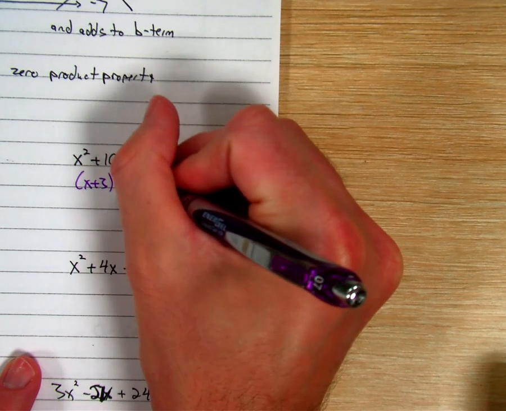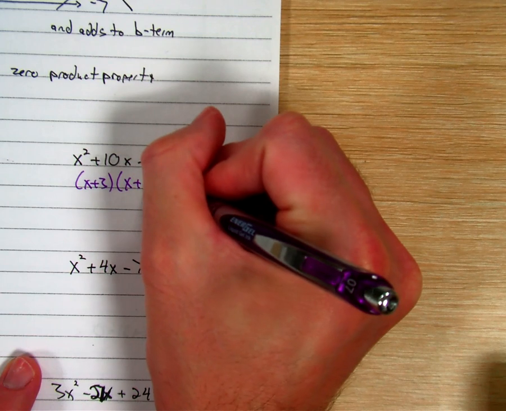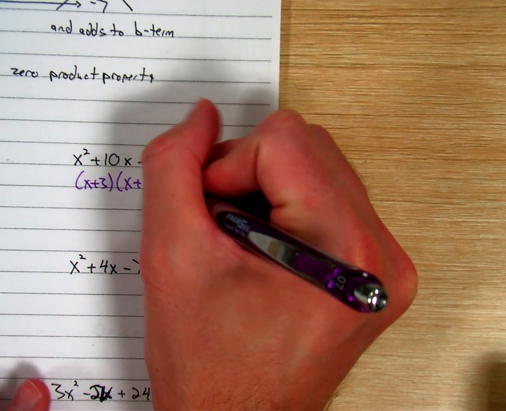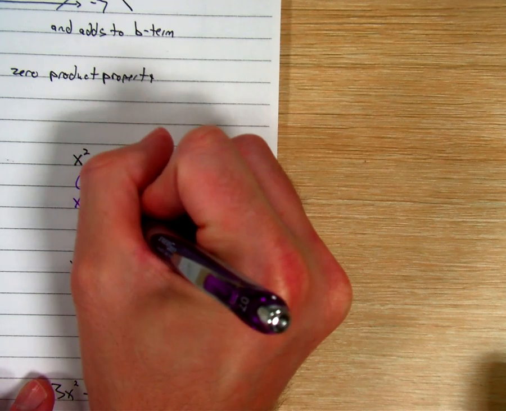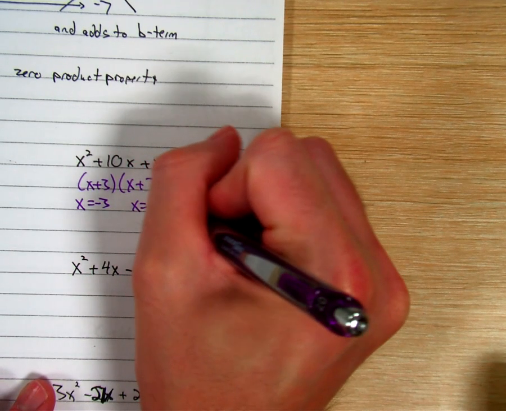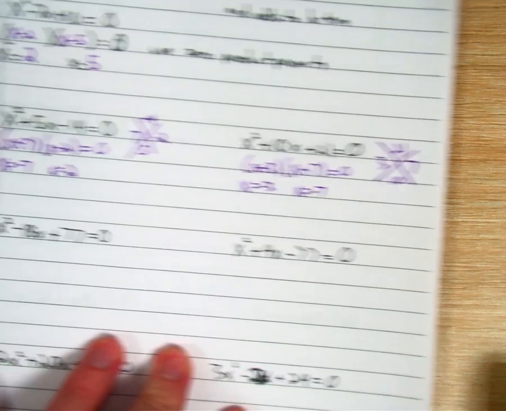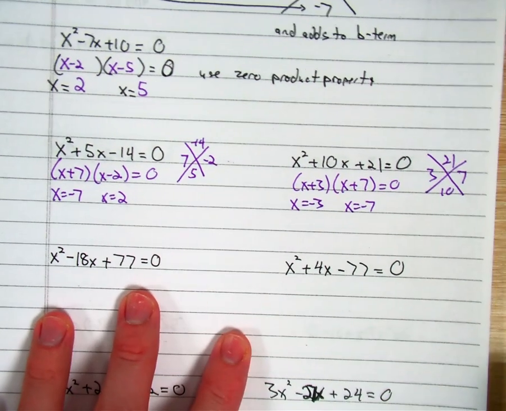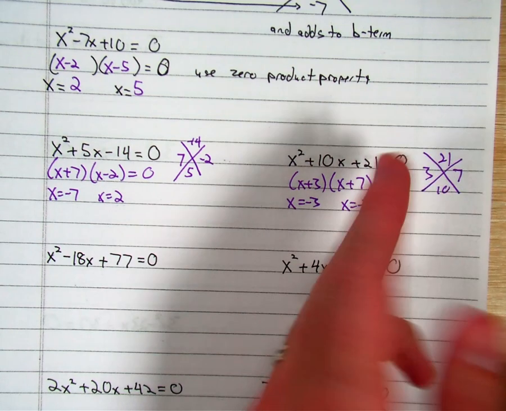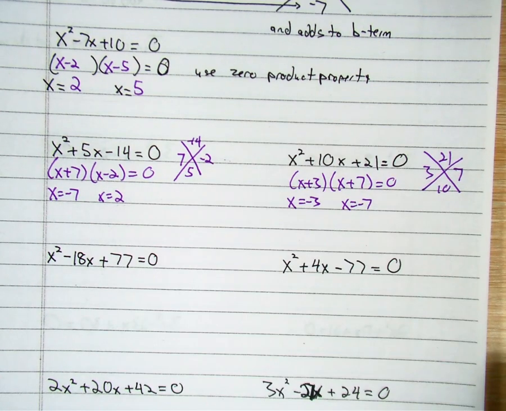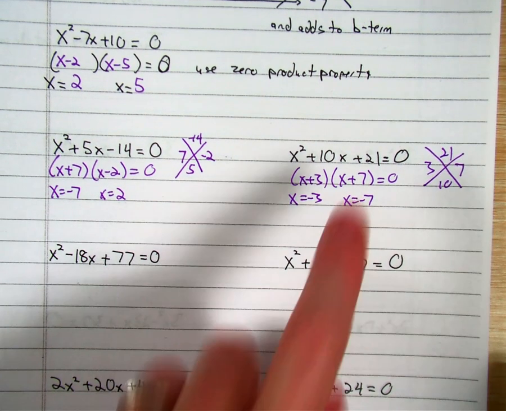And again, these parentheses don't have to be in the same exact order. You could have had x plus 7, x plus 3. That does not matter. Negative 3 for our answer and negative 7. You could have had those parentheses groups flip-flopped. Just as long as we got the same two answers on the bottom.